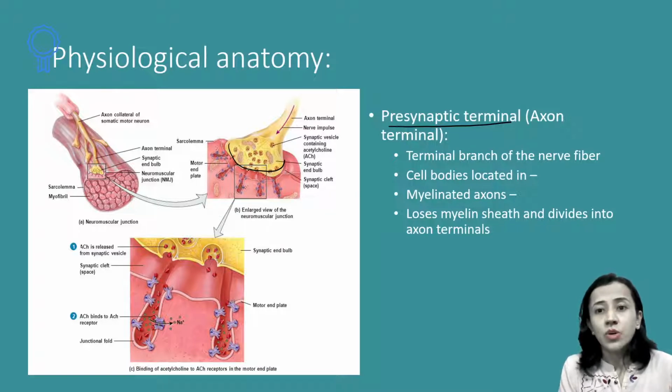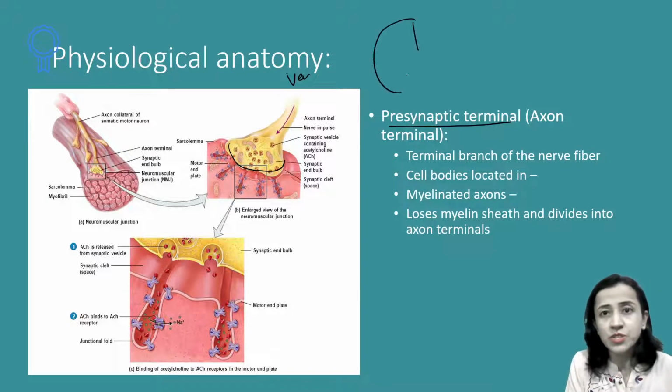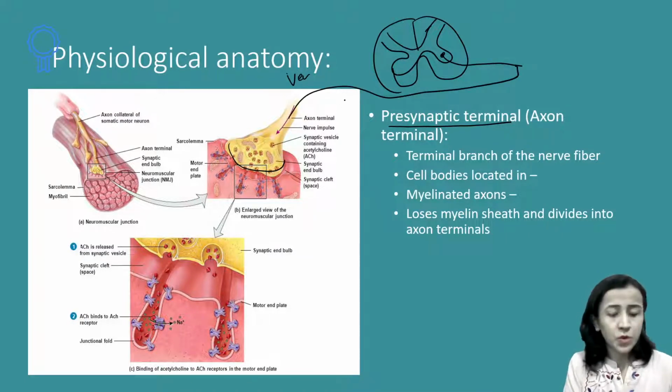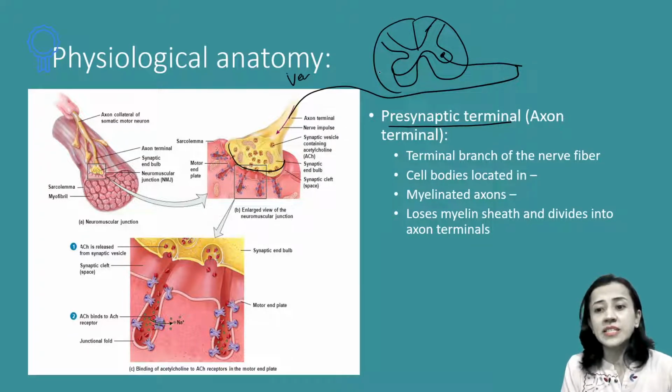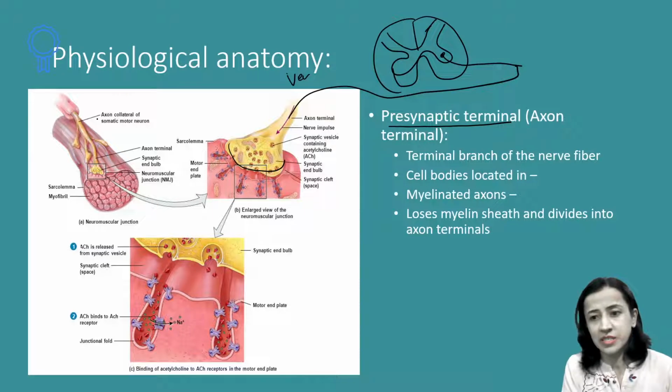Now, the cell bodies of this nerve fiber are located in the ventral horn. Suppose this is your spinal cord. This is the cell body and this is the nerve fiber. So cell bodies are located in the anterior horn cell of the spinal cord, or it may be in the brainstem. And these axons, which are myelinated, reach the skeletal muscle.